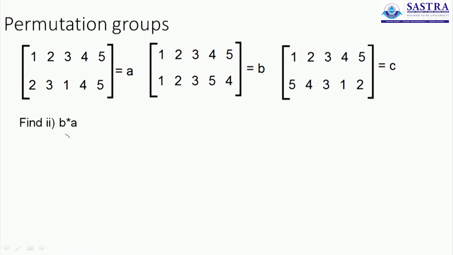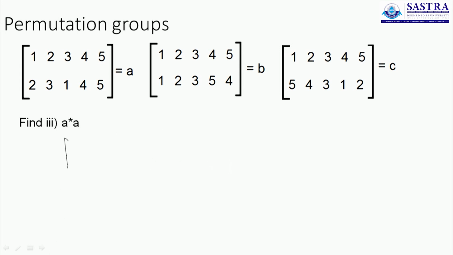B star A. B star A need not be the same. Let's check it out anyway. B is here, A is here. So we'll follow this. 1 to 1 to 2, 2 to 2 to 3, 3 to 3 to 1, 4 to 5 to 5, 5 to 4 to 4. That's going to be your B star A.